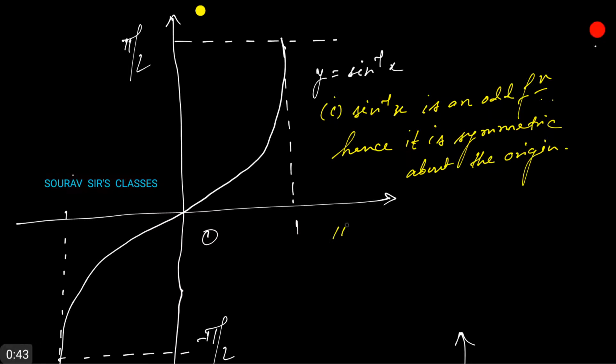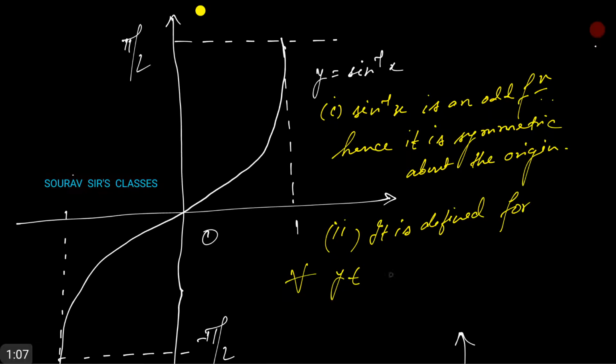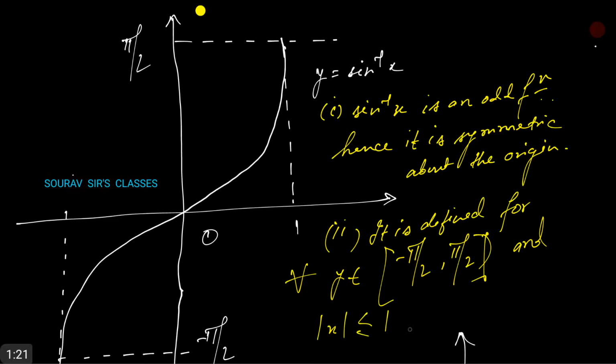Number 2, it is defined for all y belongs to minus pi by 2 to pi by 2 and mod x is less than or equal to 1, which implies minus 1 less than or equal to x less than or equal to 1, that is x belongs to minus 1 comma 1.